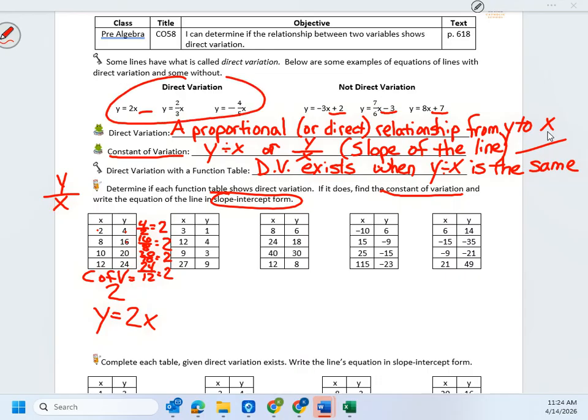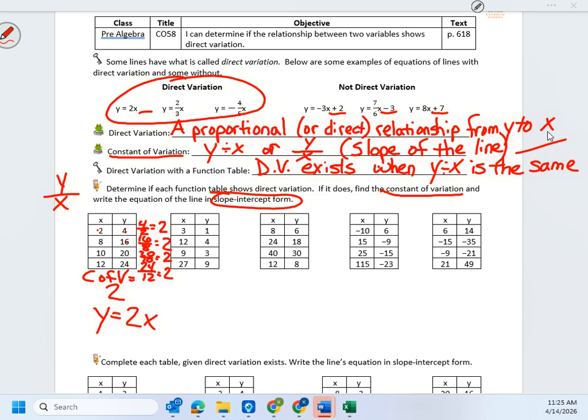What do we know about our direct variations? There is no b, it's 0. So when it's a direct variation, it's just y equals the slope times the x. Y equals mx. There's no plus b because there's going to be a 0. So if there's a direct variation, it's just y equals mx. Make sense?